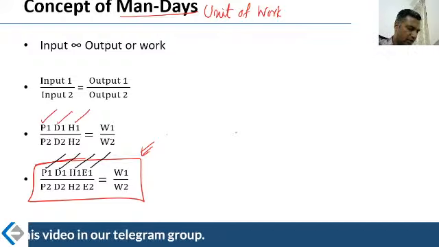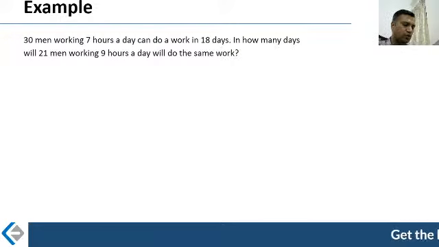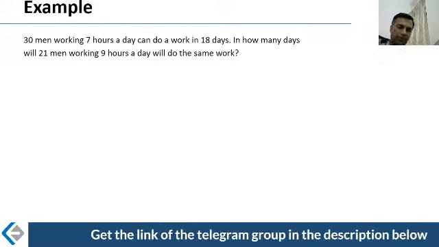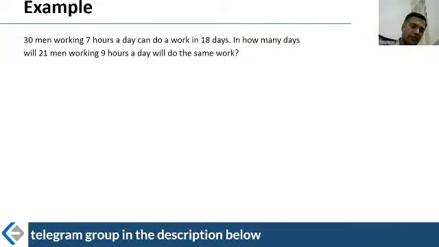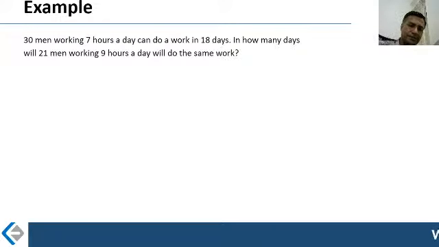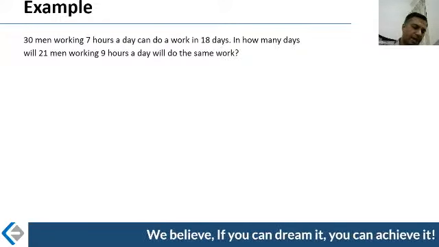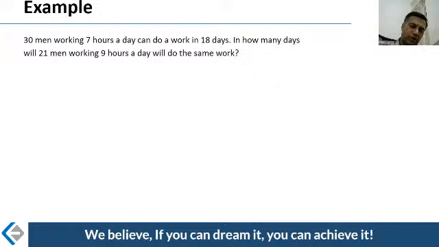Here we go with the example. Simple high school concept. Two examples, then I'll hit the depth and go to the variations. Here we go. 30 men working 7 hours a day can do your work in 18 days. In how many days will 21 men working 9 hours a day do the same work?